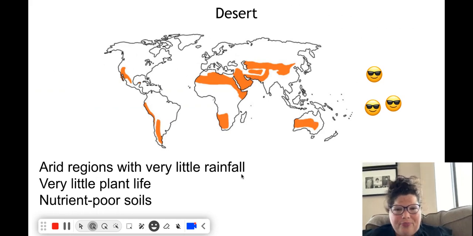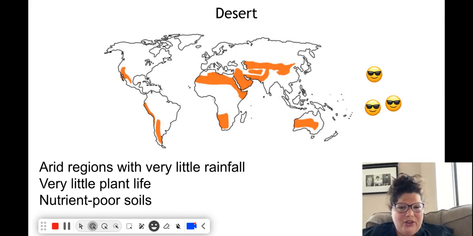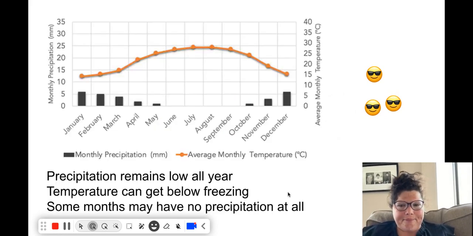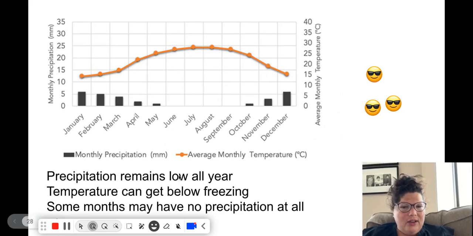Desert, here we go. Deserts, if you've ever been in a desert, stunning. Arid regions, arid means very little rainfall. Because of that, very little plant life, and because of all of that, it's very nutrient poor. You can notice very low precipitation. Look at this, almost none in the summer. Temperature can get cold though, so we're not prohibited from that.